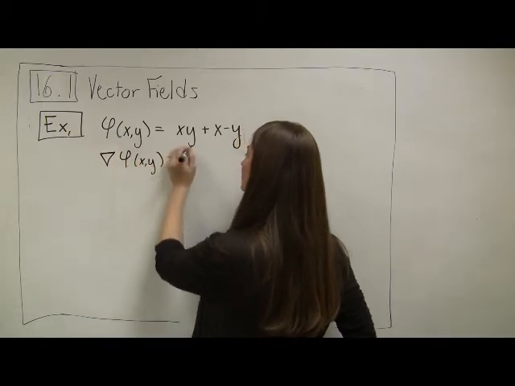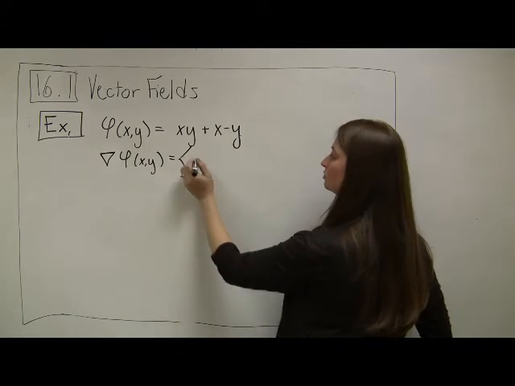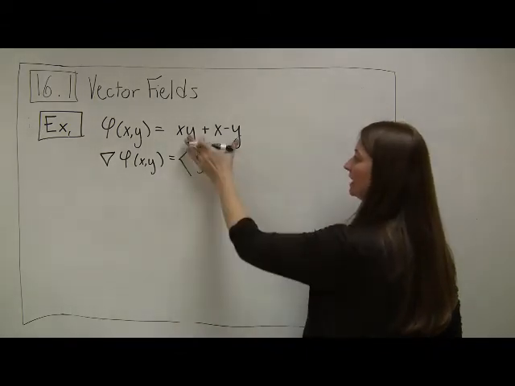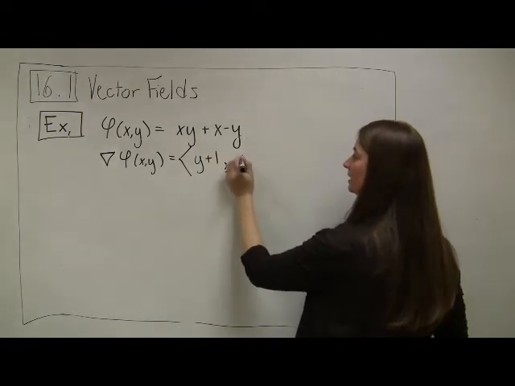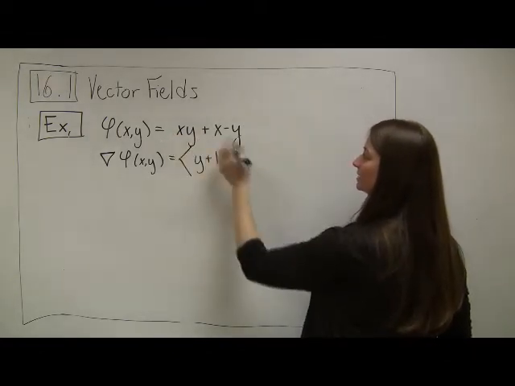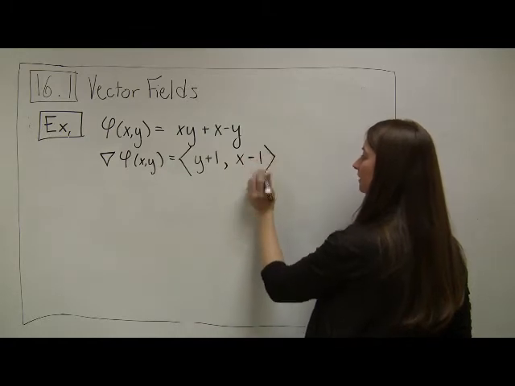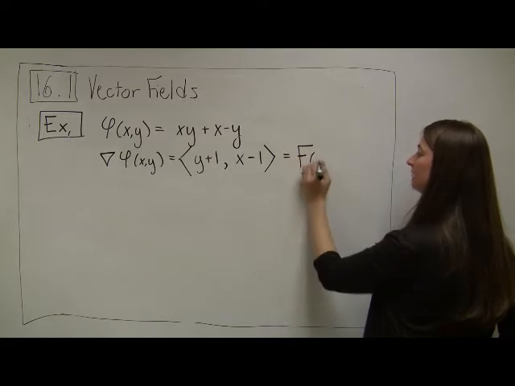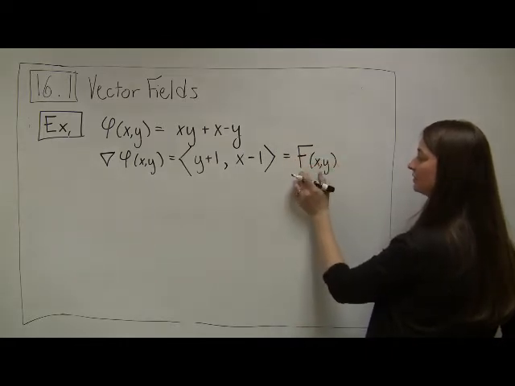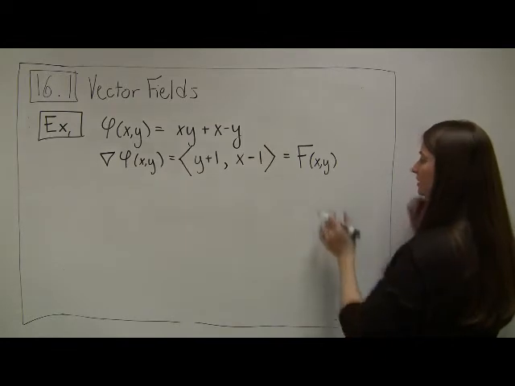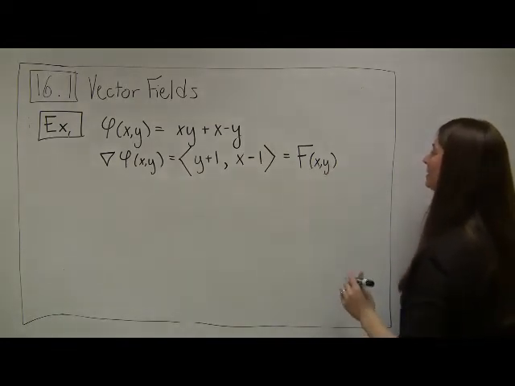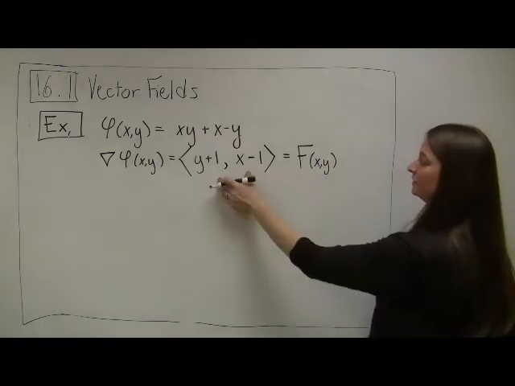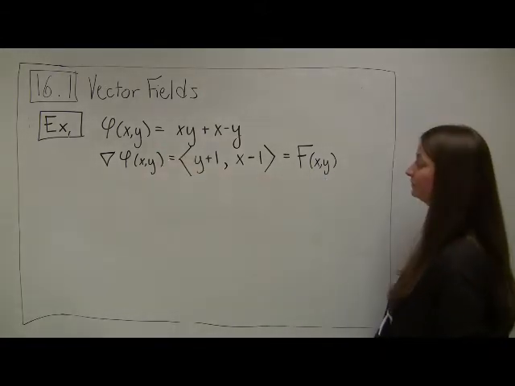And we know that the gradient is going to be the partial derivative with respect to x, which in this case is y plus 1 for the first component function. And then the partial derivative with respect to y, which in this case is x minus 1 for the second component function. So this is called capital F of x y, a vector function. It has an output that is a vector, inputs that are points x, y. And this is what we call our gradient vector field. It's a gradient vector field because it's a vector field that's the gradient of a potential function.